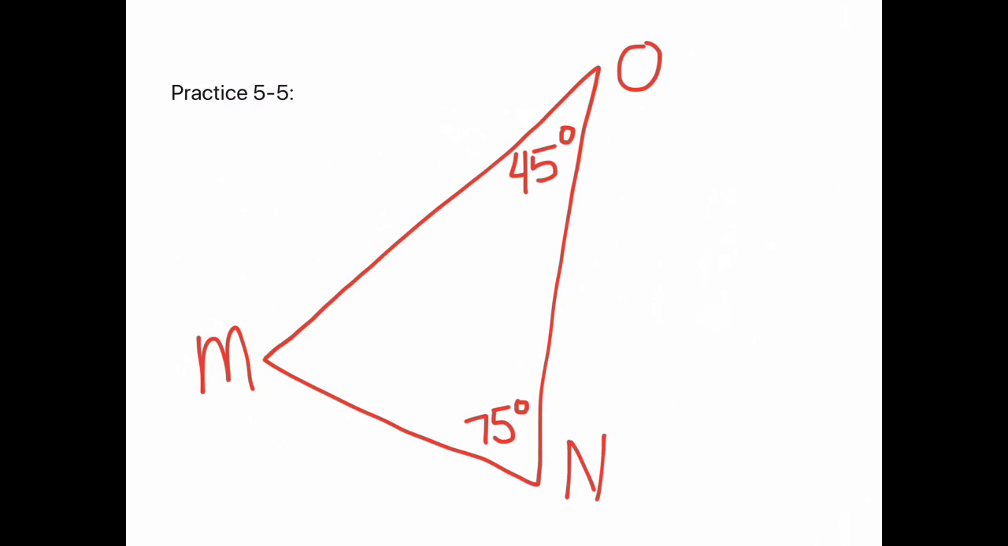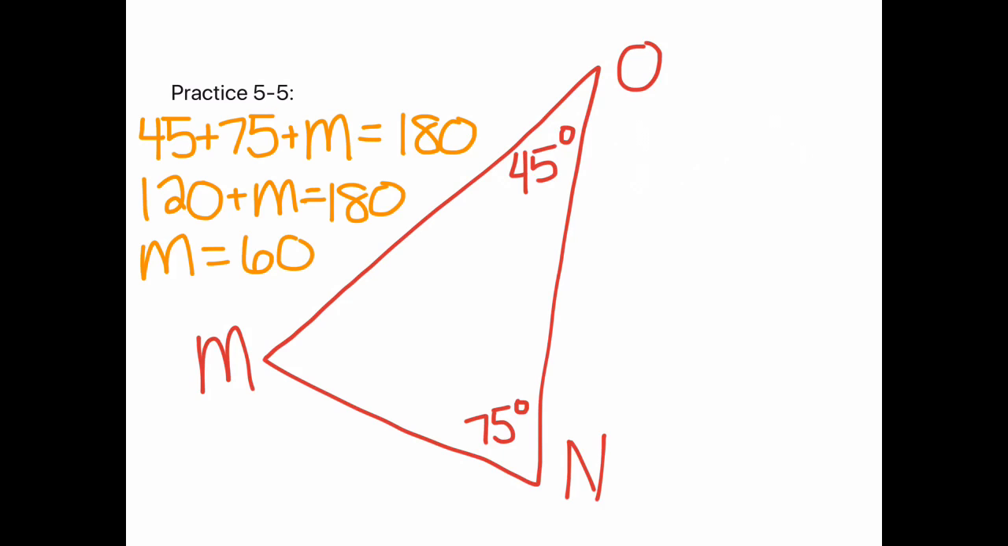There's a similar question in the practice, but it gives you the angles, not the sides, and it asks you to list the sides in order from shortest to longest. But you'll notice it only gives us 2 of the angles here, so we need to begin by finding that third angle. To do that, you'll add all 3 of the angles, 45, 75, and angle M, together to make 180 degrees. And then you simply subtract to find that M equals 60.